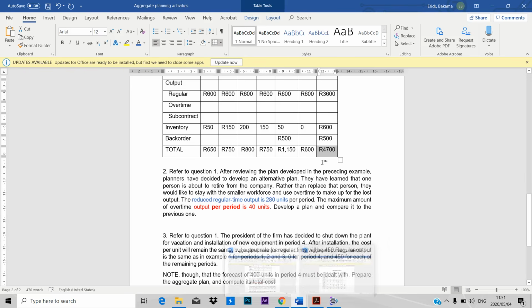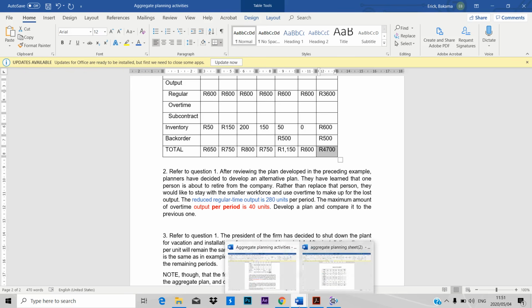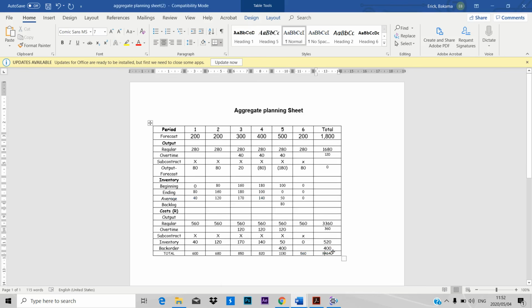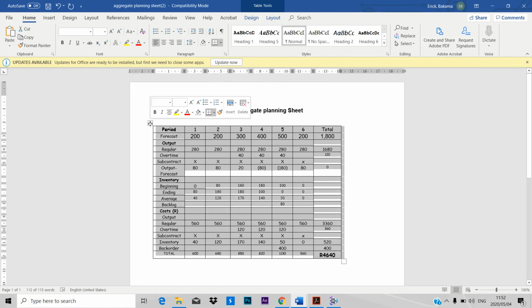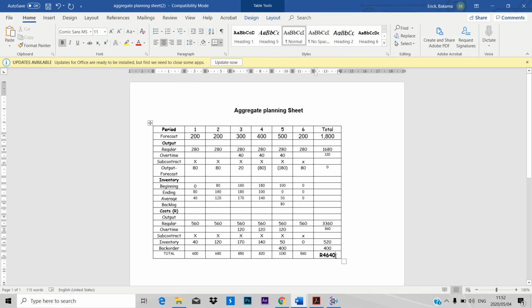Our total is not 4,700. Our total now is 4,640. This is the final number that we got. So this number is lower than the 4,700. So you found out that using this policy is much better than the previous one because it's providing us with a lower cost. Remember our objective as operation managers: minimize cost and maximize profit. So as far as the cost that we got here is lower than the previous one, using this method is actually better than using the previous one because it's just lower.